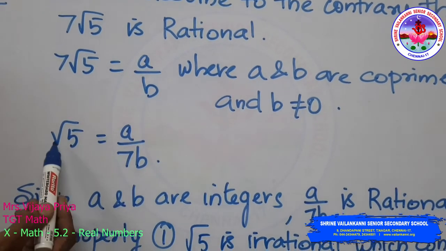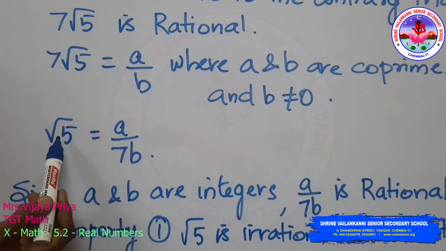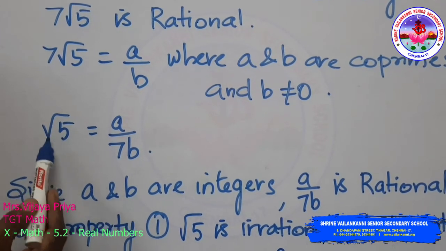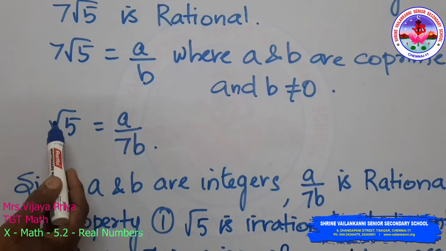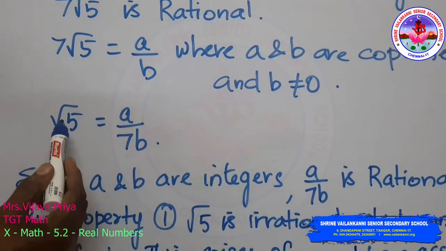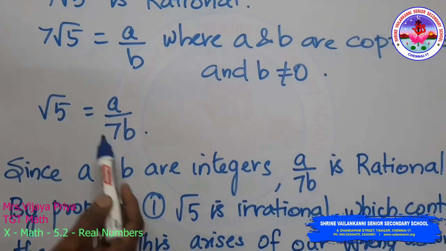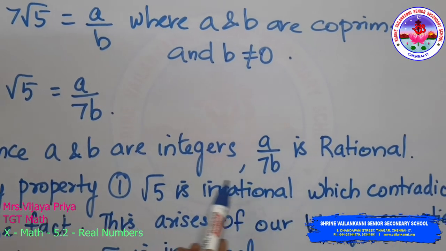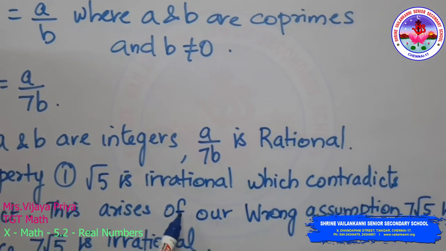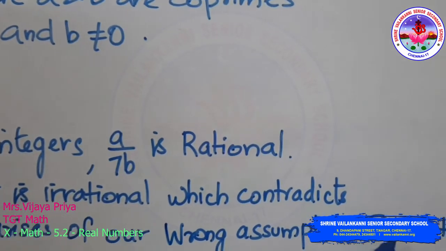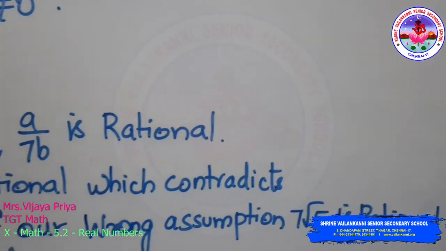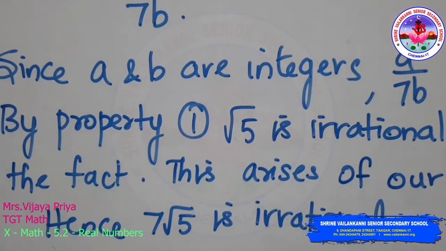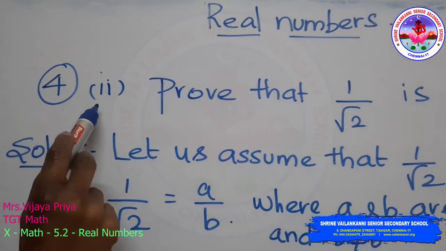But coming to my left hand side, taking root 5 here and using my property 1, if p is a prime, then root 5 is irrational. With that property we find here that root 5 is an irrational, which contradicts this fact. So our assumption is wrong here. This arises because of the wrong assumption that 7 root 5 is rational. So it becomes 7 root 5 is irrational. Thank you, students.